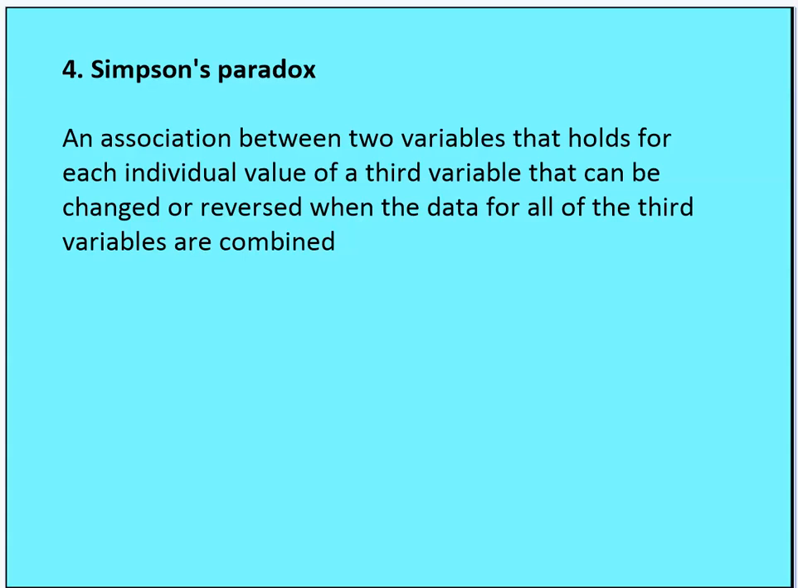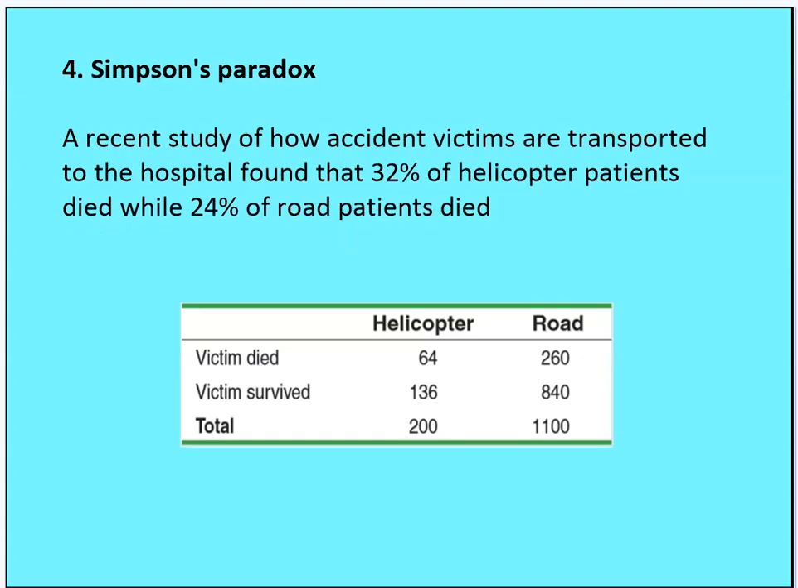All right, so let's give you an example. This is a study of how accident victims are transported to the hospital and whether or not the victim of the accident died based on how they were transported. So you can see helicopter, 64 people out of 200 died. So we're going to use that conditional distribution. And road, 260 out of 1,100, which means that 32% of helicopter patients died, while 24% of road patients died.